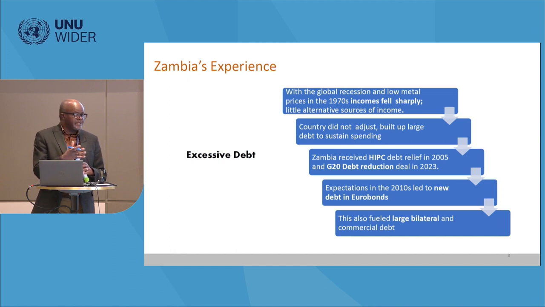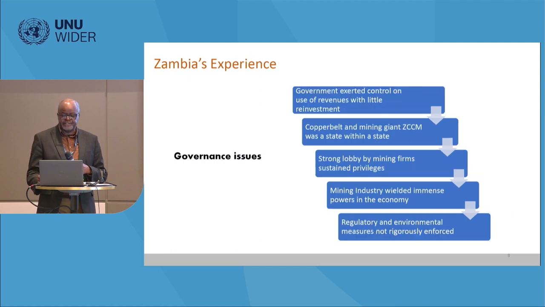Zambia was lucky that in 2005 it received HIPC debt relief. But the space which was created was quickly swallowed by new debt in the 2010s and going forward. This was because of the expectations of high revenues with new investors in the mines. There were large projections of revenues, and private sector lenders came in to say, look, we can give you Eurobonds, you can pay, there's no problem. This is what led to the excessive debt.